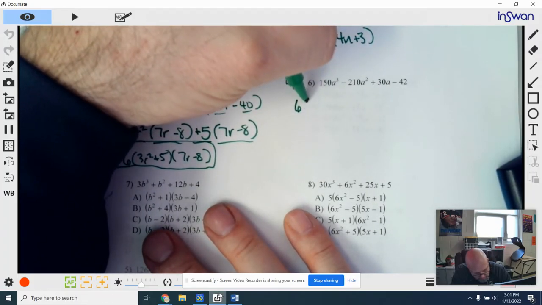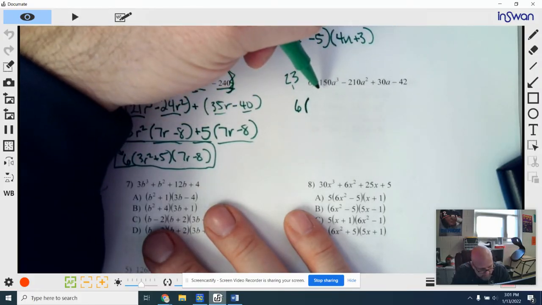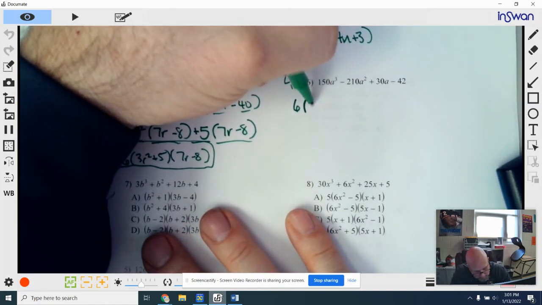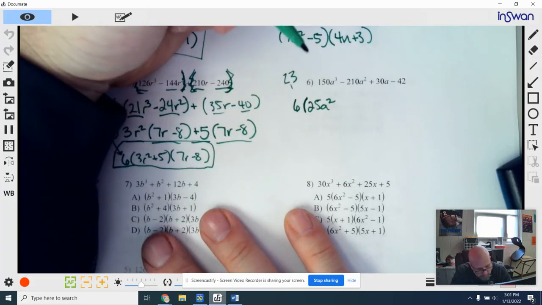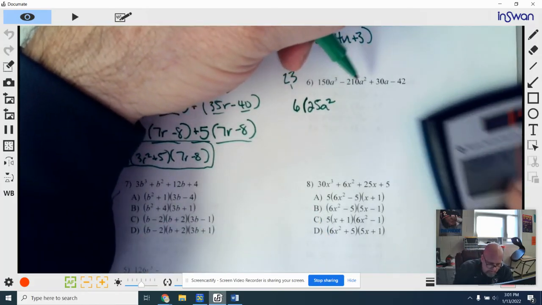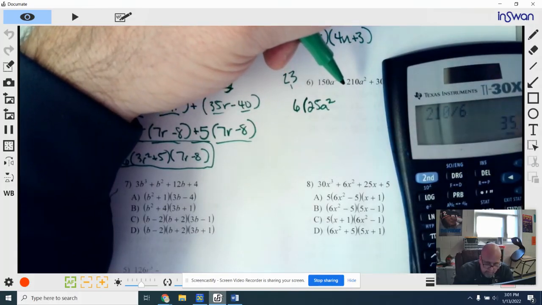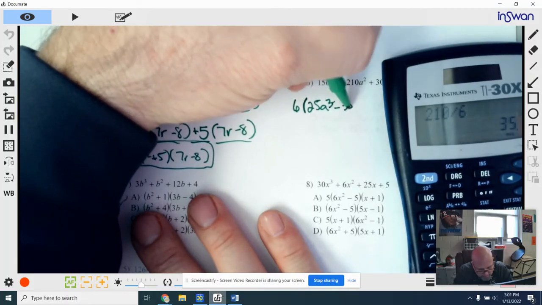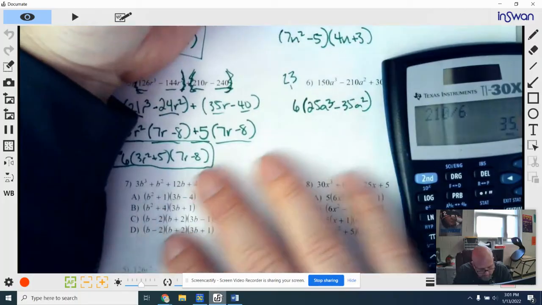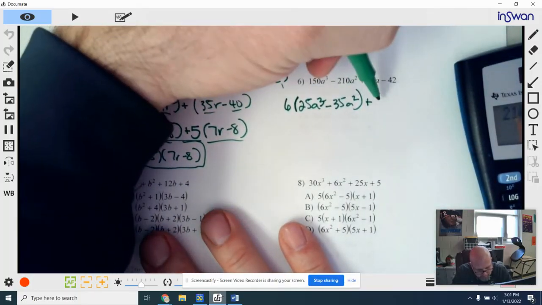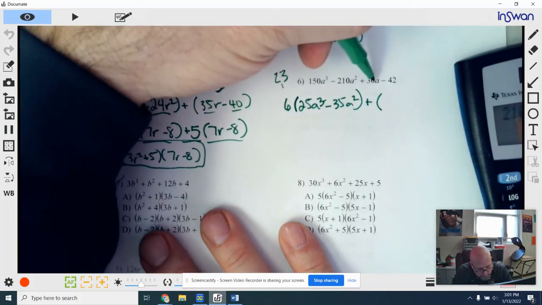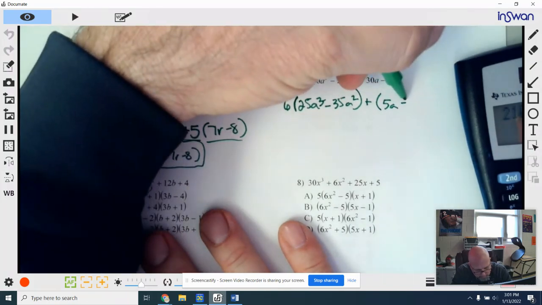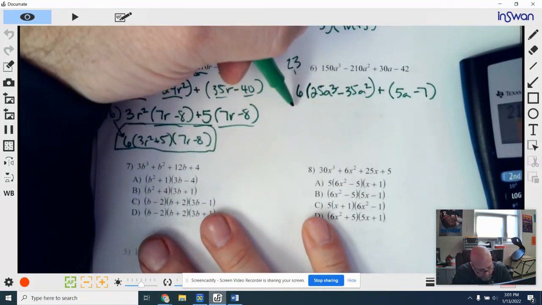So let's go ahead and rewrite this. Okay, so 6 times what is 150a cubed? And that's going to be 25a cubed. And then 6 times what is negative 210a squared? So 210 divided by 6. See, we did that in the previous problem. We had 35. So minus 35a squared. I'll put parentheses around there. Plus, and then I have 6 times what was 30a? Well, that's 5a. And 6 times what is negative 42? That's a negative 7.